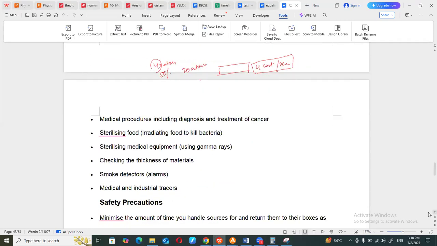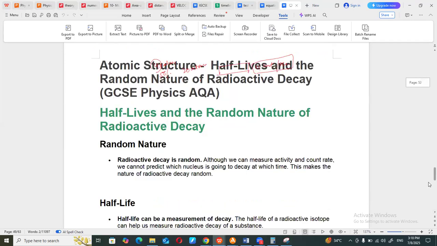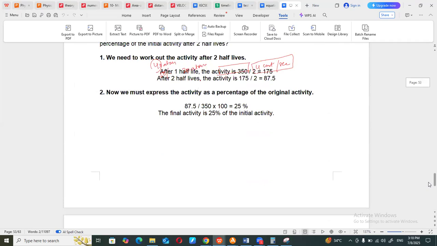Now we already talked about the safety precautions and everything. Now, questions related to this.